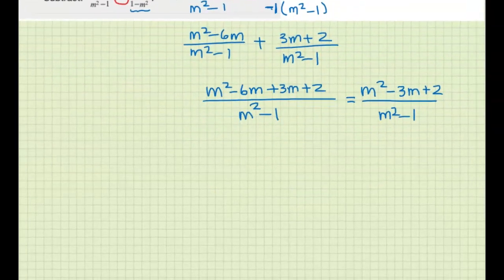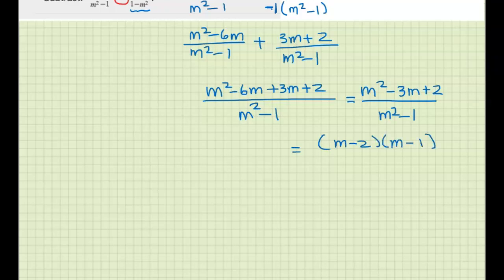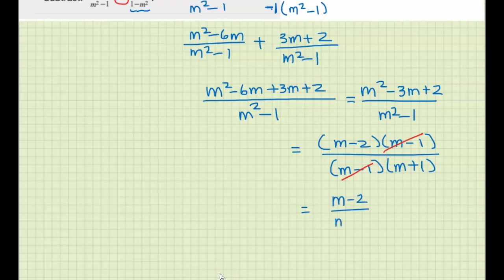We need to reduce, so factor: m minus 2 times m minus 1, divided by m minus 1 and m plus 1. All right, look for things that divide by themselves. So this crosses out, and we have m minus 2 on top, m plus 1 in the denominator, and that's the simplified fraction.